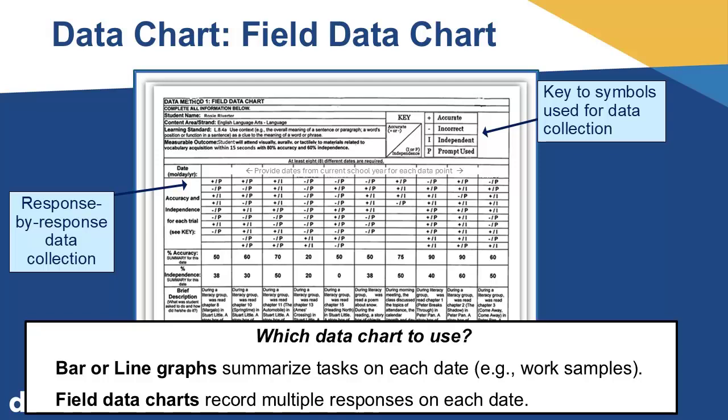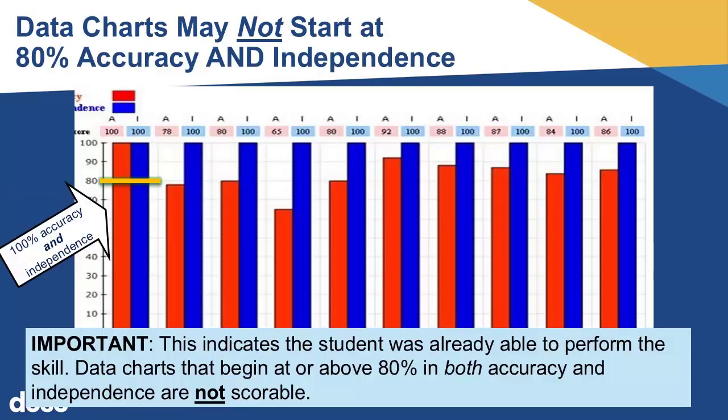There's also a key for the data collection. So a plus is accurate, a minus is incorrect, an I is independent, and a P is for prompt. So once you have that established, you can do day by day and those different trials, up to 10 trials on a day. So it's totally up to you which data chart you want to use and what works best for the population that you're working with.